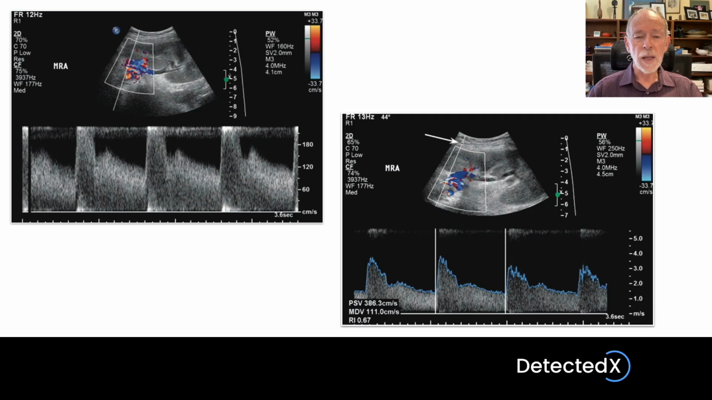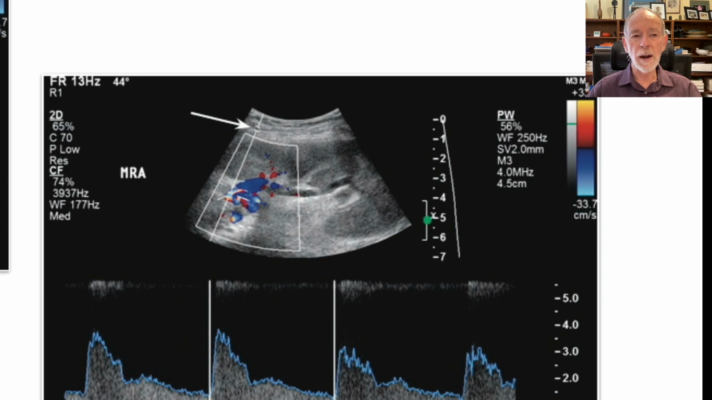I mentioned that the use of this high PRF mode does have a penalty, and that is that it introduces range ambiguity. Have a look at the grayscale image on the right-hand side, and you can see I've placed a white arrow highlighting the fact that there is a second sample volume, very superficial, and that's in addition to the desired sample volume, much deeper, which is acquiring the signal of interest. So the use of high PRF Doppler has introduced an unwanted second sample volume.